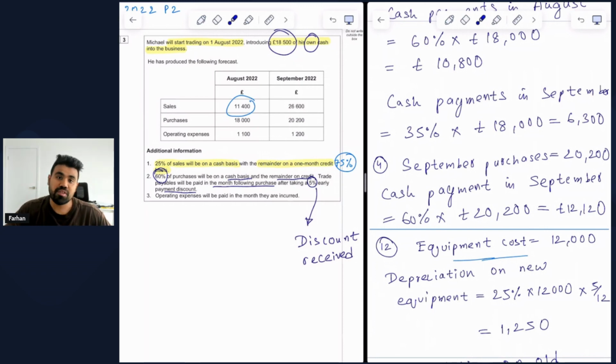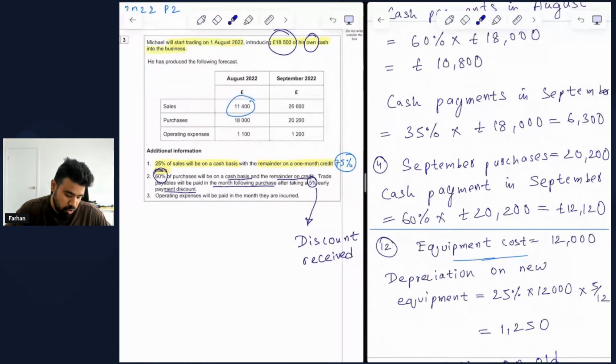So we could just simply stop here after finding the cash purchases that we'll be paying in September, which is the 60% calculation only. So you do not have to worry about what's happening next because the requirement of the question stops in September itself.